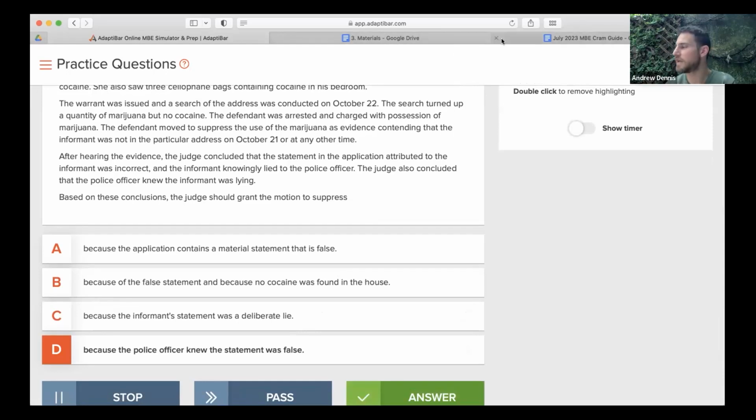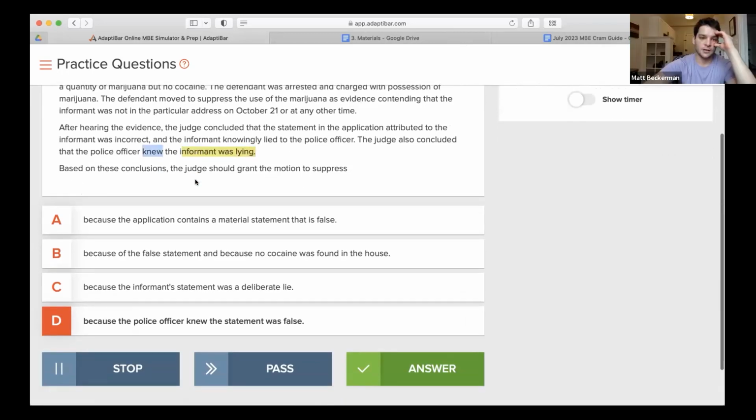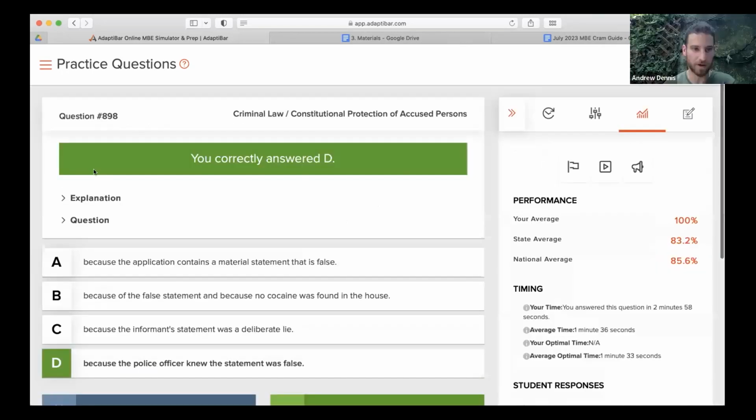Right, because even if you reasonably rely on a warrant that maybe is factually inaccurate, that's okay. But this wasn't a reasonable reliance on it, right? He knew he was lying. Exactly. That's like the key part. That's the key part, right?